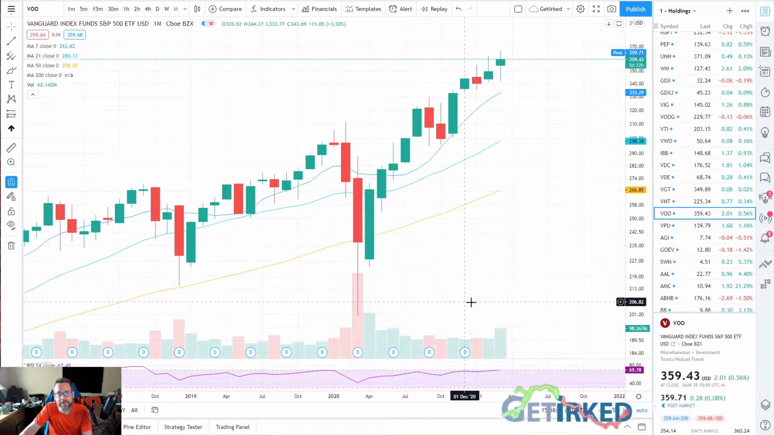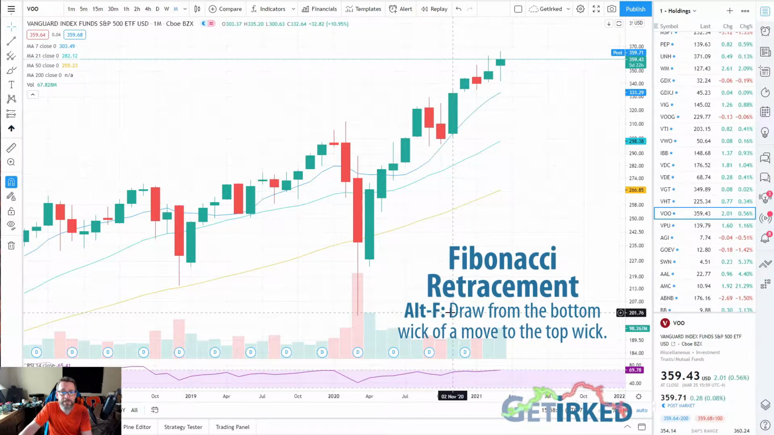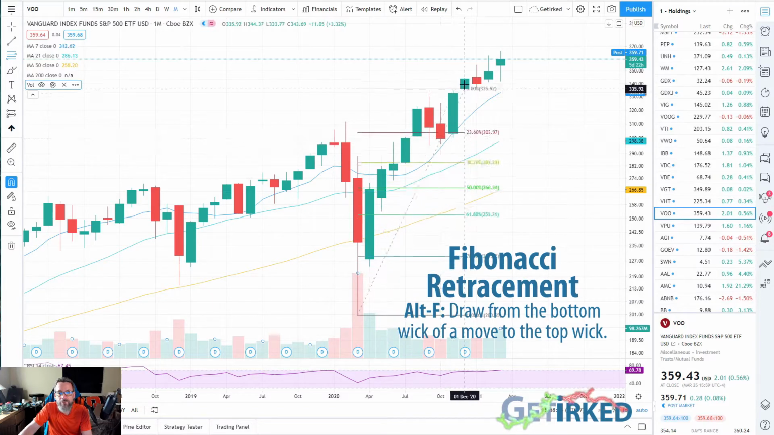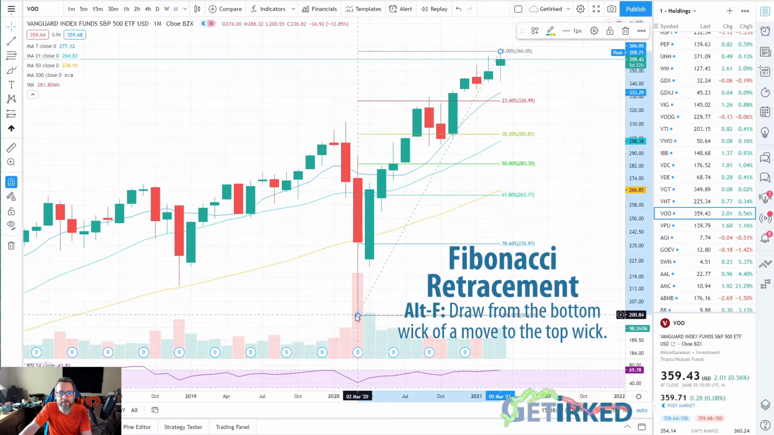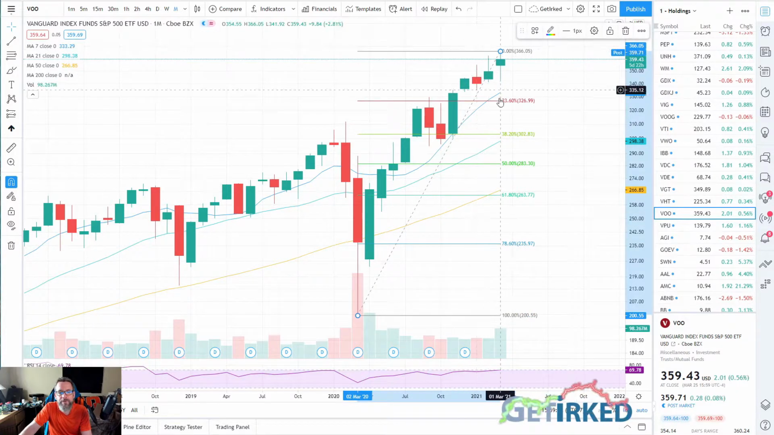One of the easiest ways to give yourself some basic levels is to draw a Fibonacci retracement. If you hit Alt F, you can drag from the bottommost part of the move all the way up to the topmost part of the move, and this will give you your Fibonacci retracement lines. And as you go further away from the top, the likelihood that it will pull back that far is less and less. So basically what you're looking at is where there would likely be support in the event of a pullback.